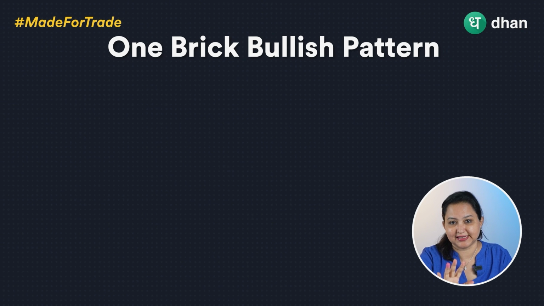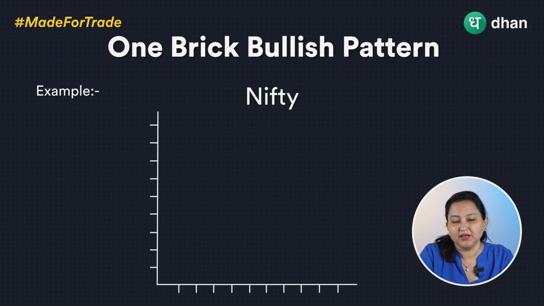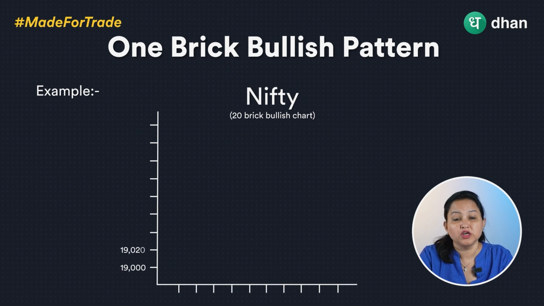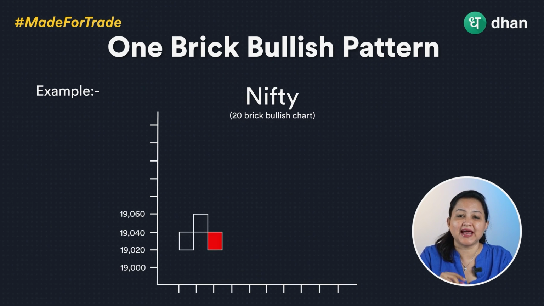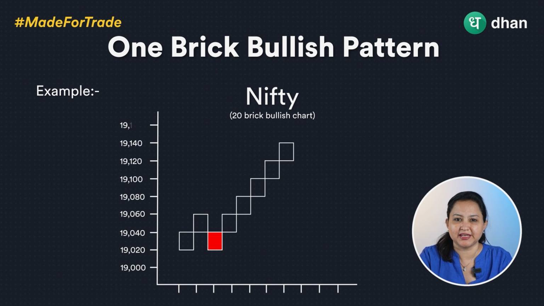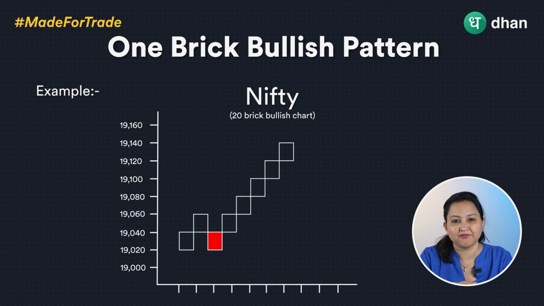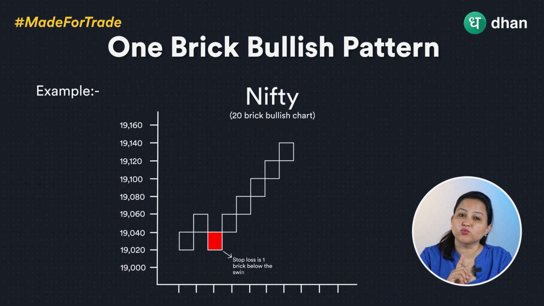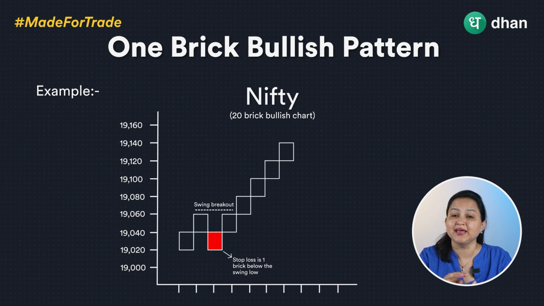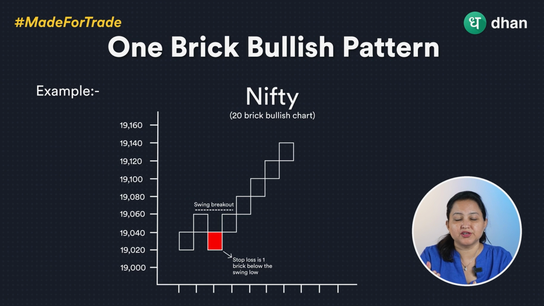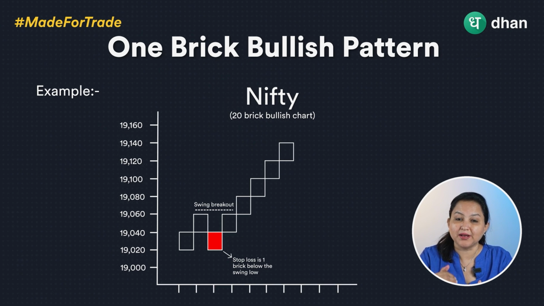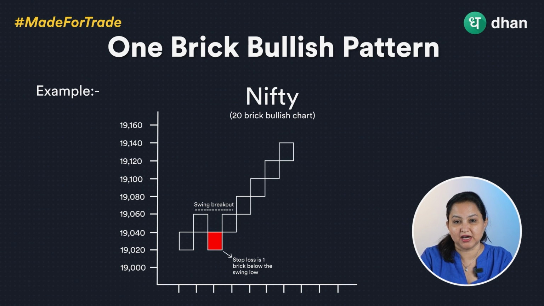Now here's one example of Nifty wherein a 20 brick bullish chart is what you can see on your screen. So every fresh brick is printed at an interval of 20 points. Nifty moves by 20 points, a fresh brick is getting printed. Here you can see that we have a bullish swing, a pullback by just one bearish brick, and then the swing breakout, the top of the previous swing high gets broken. That's where your entry for this particular setup lies, and the stop loss is one brick below that bearish brick that you can see here.